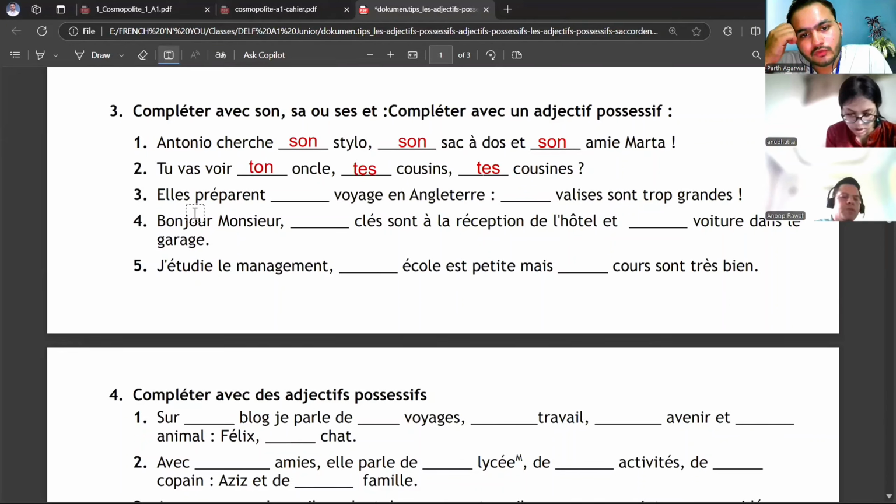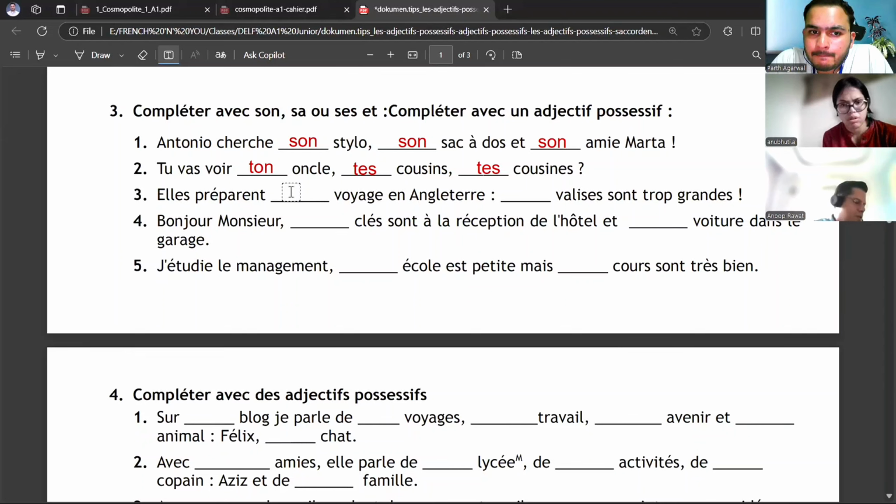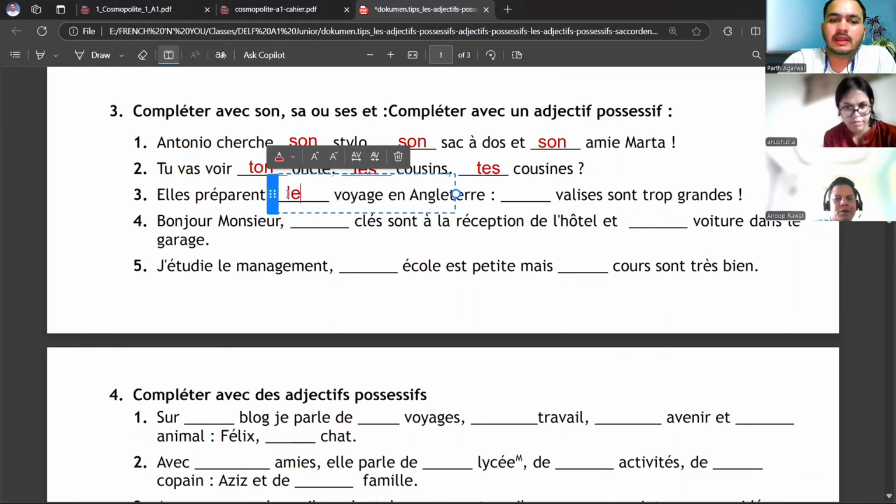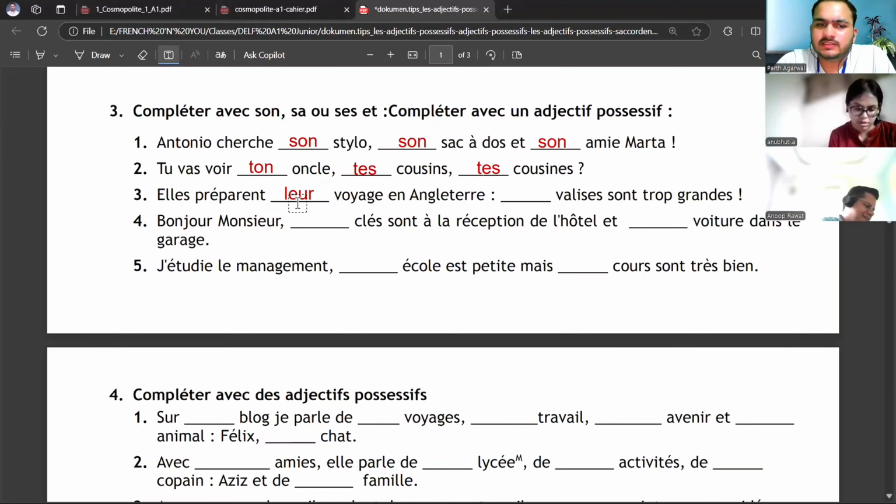Elle prépare dash voyage en Angleterre. Sorry, I did not get you. Their, leur. Okay, leur. Leur is accepted. They prepare their trip. Accepted. In fact, leur is the correct one. Okay. Leur is the correct answer.